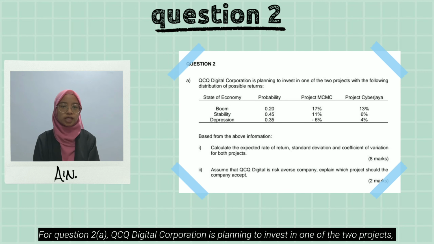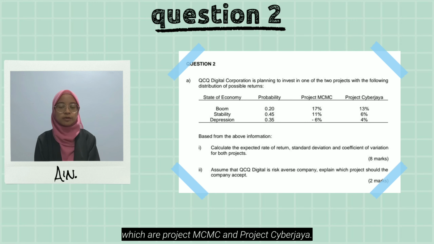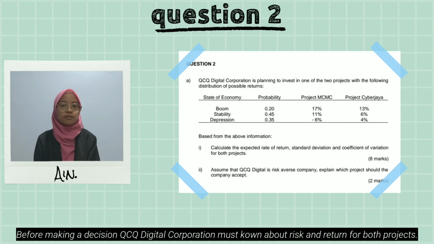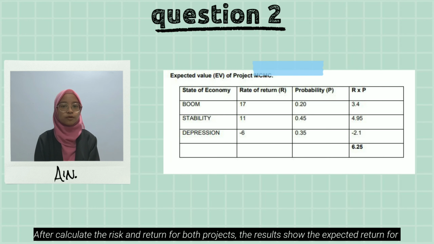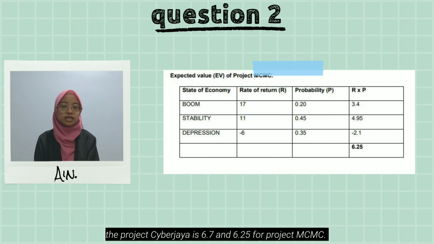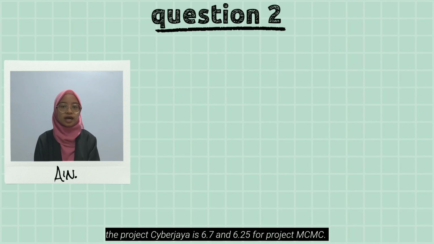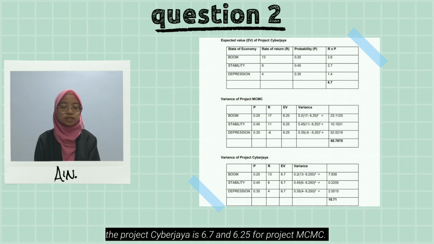For question 2A, QCQ Digital Corporation is planning to invest in one of the two projects, which are Project MCMC and Project Cyberjaya. Before making a decision, QCQ Digital Corporation must know about risk and return for both projects. After calculating the risk and return for both projects, the results show the expected return for Project Cyberjaya is 6.7 and 6.25 for Project MCMC.